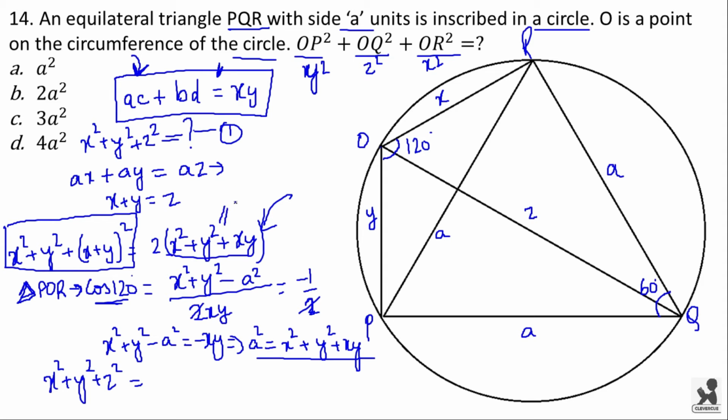The value of this is a square. So the value of x square plus y square plus z square is equal to 2a square. That is, the value of OP square plus OQ square plus OR square is equal to 2a square. That is twice the square of the side of the triangle. Option B is the right answer.